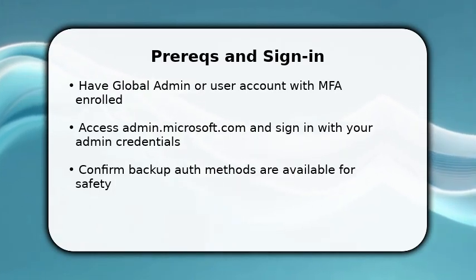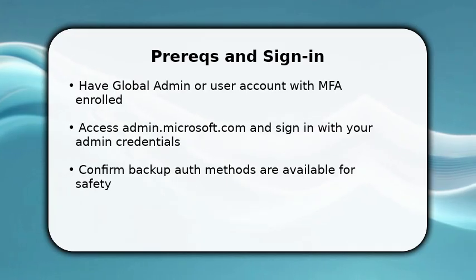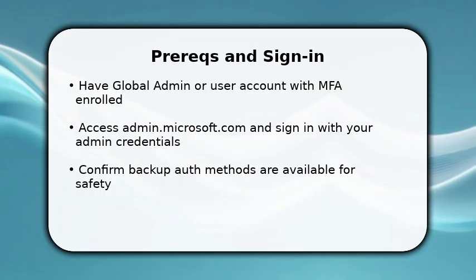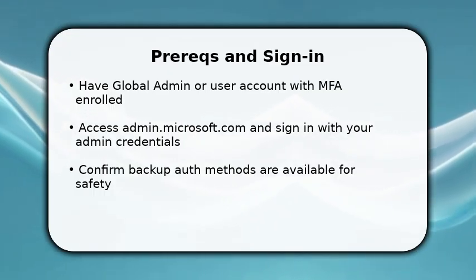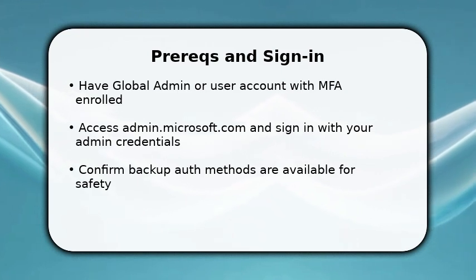Next, open the Azure Active Directory or the Microsoft 365 Admin Center. Both paths lead to security settings. Proceed now to the Authentication Methods area, so you can locate the multi-factor settings to modify.